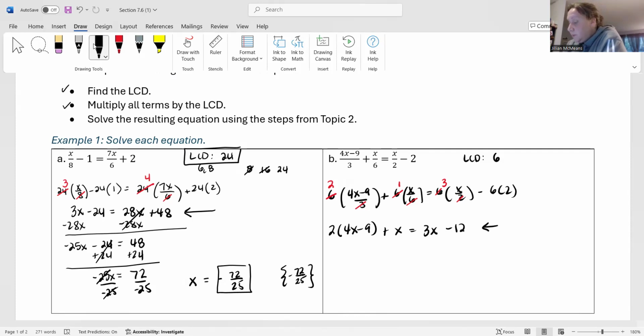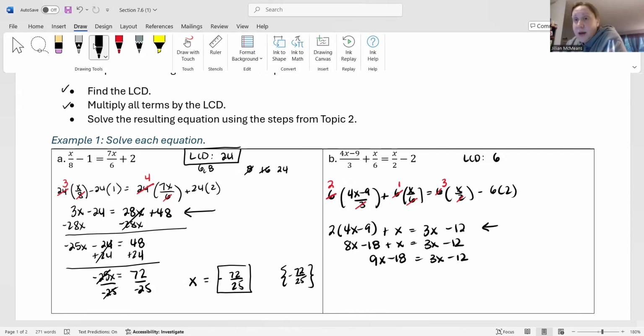This is just a regular old linear equation. Okay, first step is to distribute on the left. So 2 times 4x is 8x. 2 times negative 9 is negative 18. And then I just write down the rest of the equation. I can now combine like terms on the left. So 8x plus x is 9x. Drop down your minus 18 and the rest of the equation.